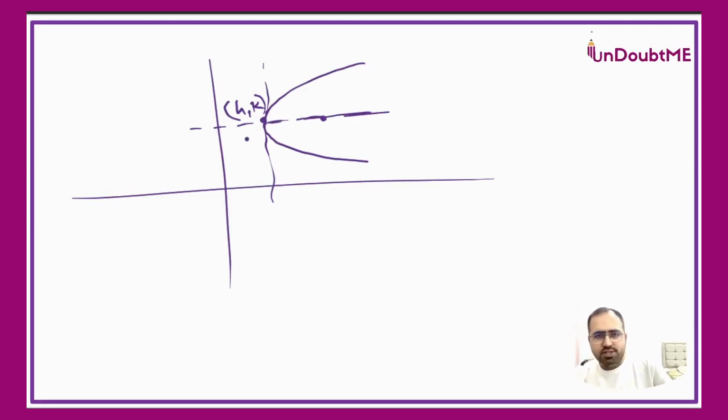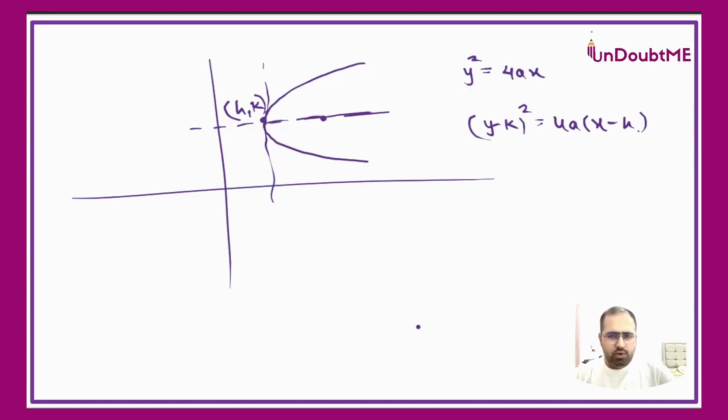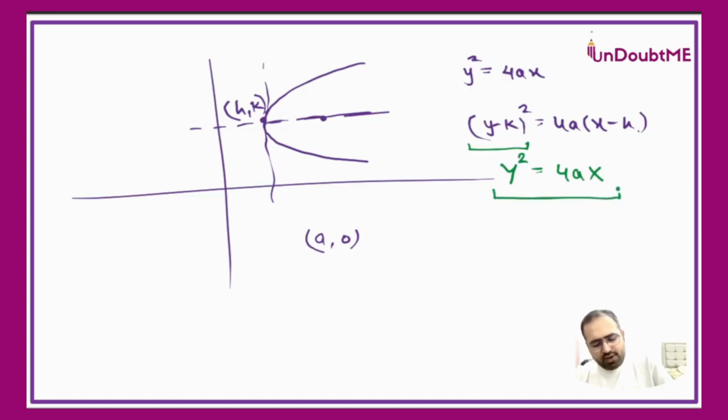So the equation of a parabola with a shifted vertex is written as, the original was y square is equal to 4ax. This one will be written as y minus k whole square is equal to 4a times x minus h. Now if we compare with the previous one, the focus for the previous one was a comma 0. Just to understand it in an easier way, I will consider y minus k as capital Y and x minus h as capital X. So now I have rewritten the same shifted equation in the form of Y square is equal to 4aX, for which the focus will be a comma 0.